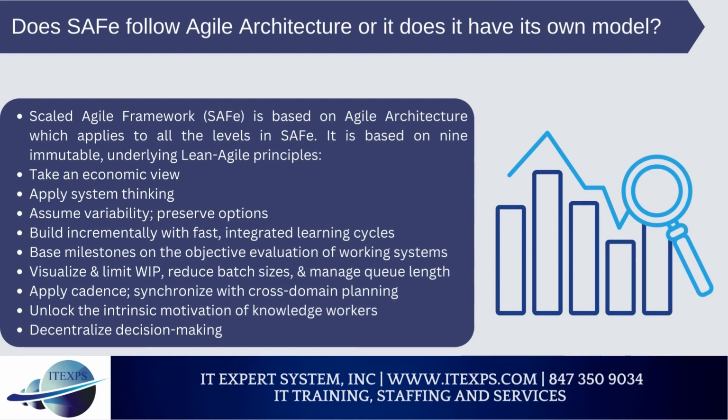Does SAFe follow agile architecture, or does it have its own model? The Scaled Agile Framework, SAFe, is based on agile architecture, which applies to all the levels in SAFe. It is based on 9 immutable, underlying lean-agile principles. 1. Take an economic view. 2. Apply systems thinking. 3. Assume variability, preserve options. 4. Build incrementally with fast, integrated learning cycles. 5. Base milestones on the objective evaluation of working systems.